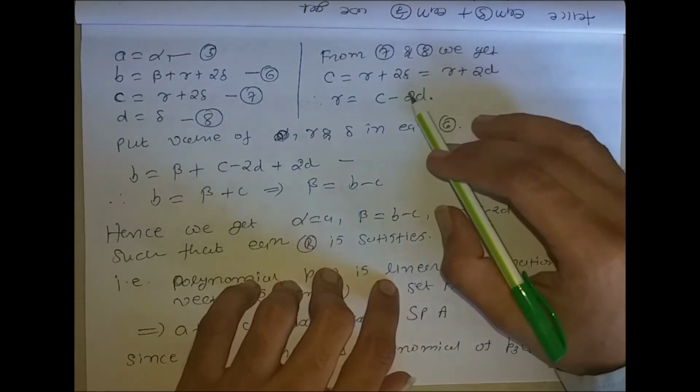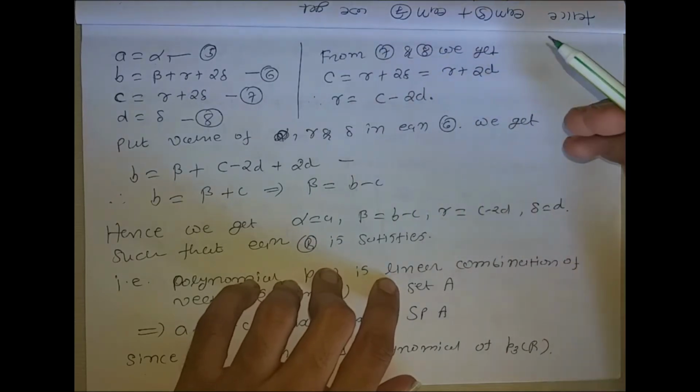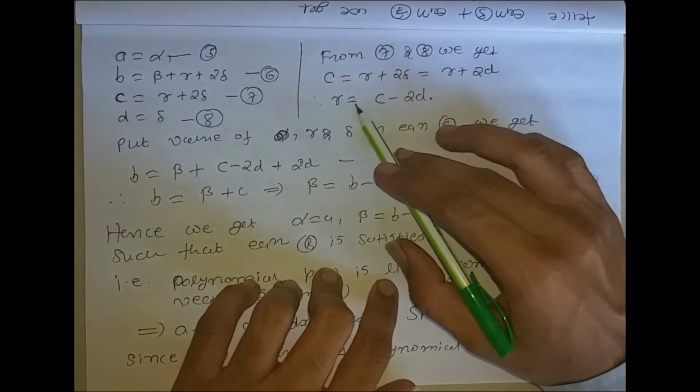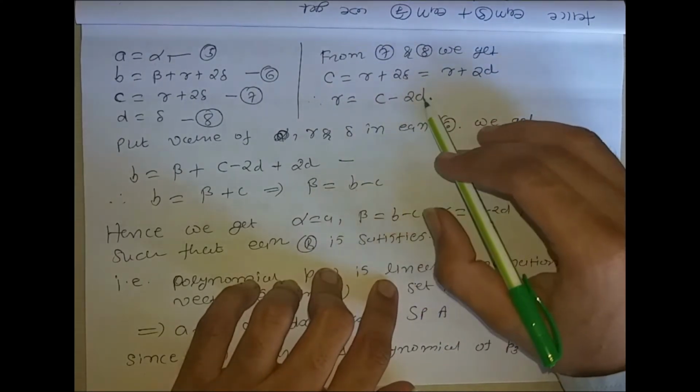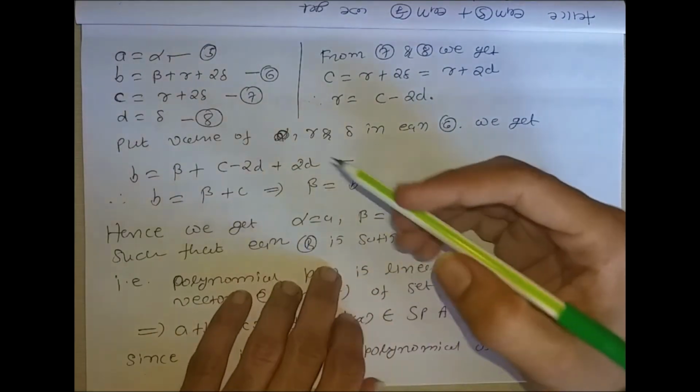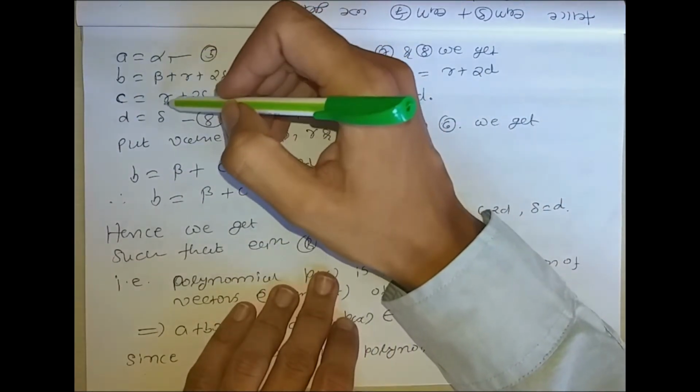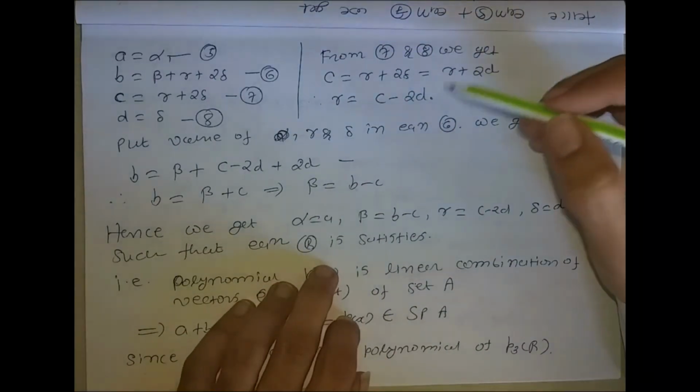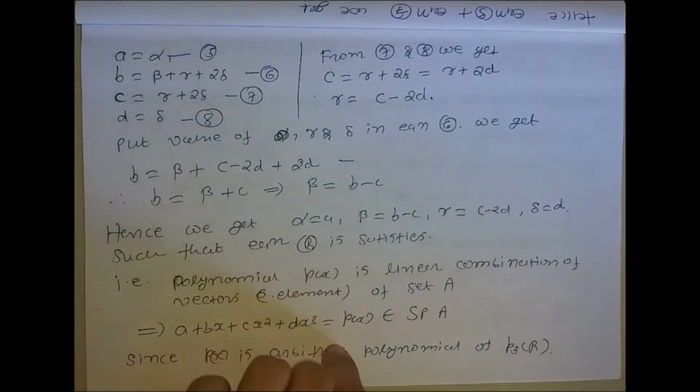Okay, so we get the value of gamma in terms of a, b, c, d. So gamma is equal to c minus 2d. Okay, so the values of alpha, delta and gamma have been found in terms of a, b, c and d.